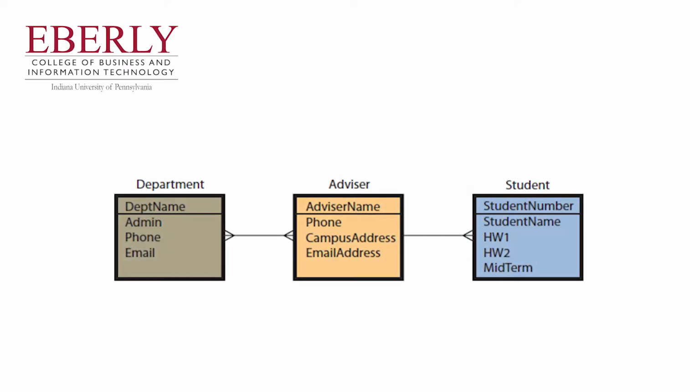Figure 5.20 shows the same entities with different assumptions. Here, an advisor may advise in more than one department, but a student may have only one advisor, representing a policy that students may not have multiple majors.